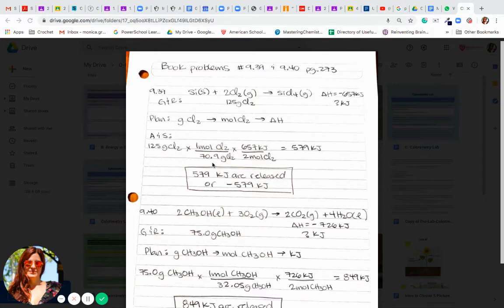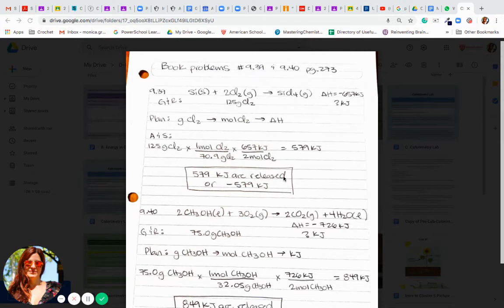We are canceling grams here, we're canceling moles here, and we end with kilojoules. It doesn't matter if you don't add the negative here, just have in mind that that energy will be released. So your answer should be 579 kilojoules are released, or negative 579 kilojoules. Either way, it's fine. It means the same thing.